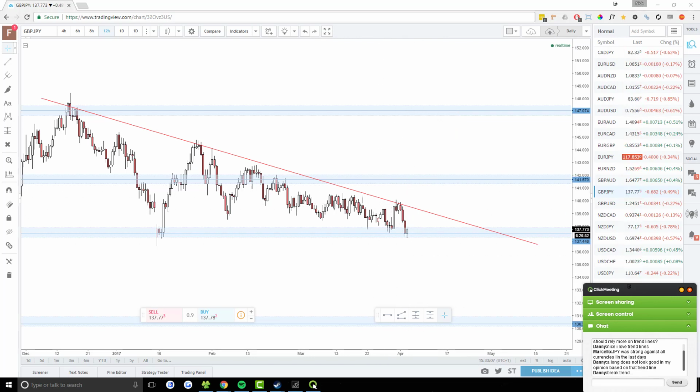So I do agree with you. CADJPY, I'm probably not going to go long here. It is trending down pretty heavily. The trend line's pointing down. The setup itself is not that great. And we've got a lot of messiness through here that it's going to have to get through if I want to go long.